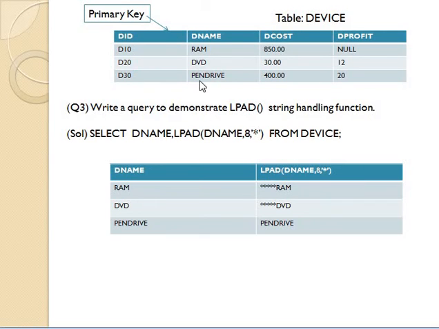Then come to the last entry pen drive of the column dname. This already consists of 8 characters, so we do not need to add any extra asterisk symbols towards the left. So this entry gets displayed in the output exactly as it is. So here is the output for this query.